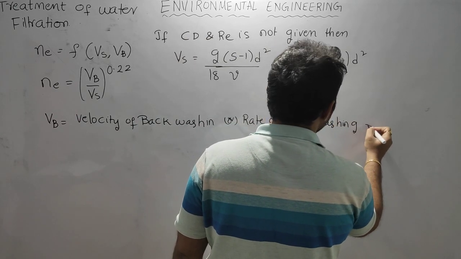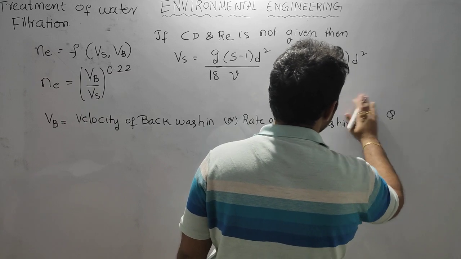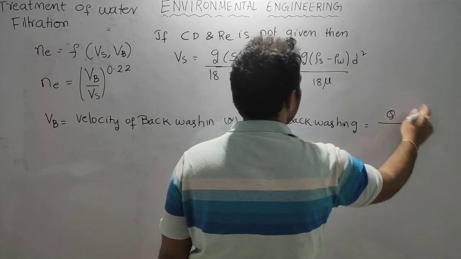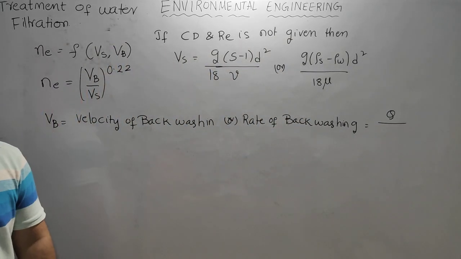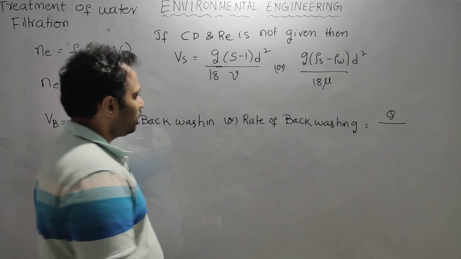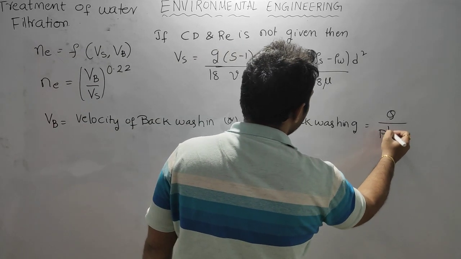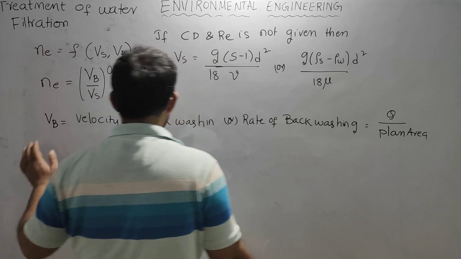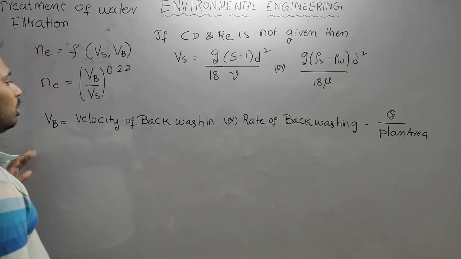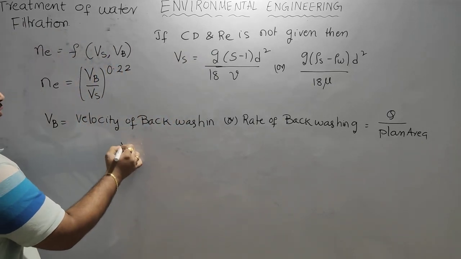So this is equal to the discharge of backwashing water divided by the plan area, that is, the discharge of backwashing by plan area. This is also the velocity of backwash, or else there is another formula for VB.